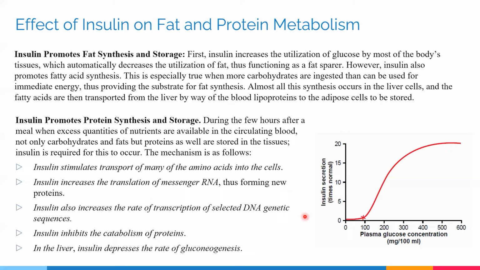Here in this diagram, we can see the plot of insulin secretion versus plasma glucose concentration. And we can see that as glucose concentration increases, insulin secretion also increases for a while before saturating at a very high value. This shows that the stimulus for insulin secretion is essentially glucose that is present in the plasma or the extracellular fluid.